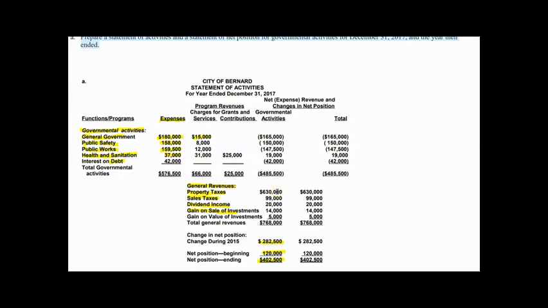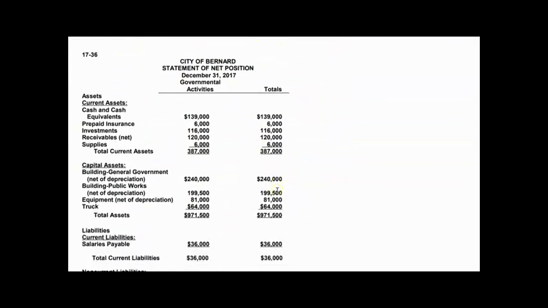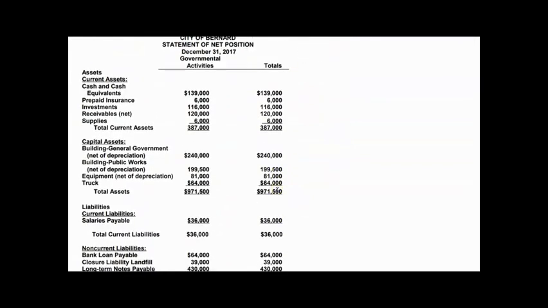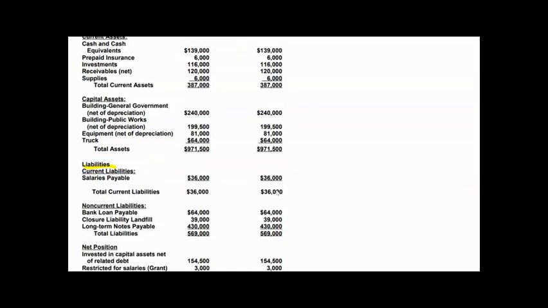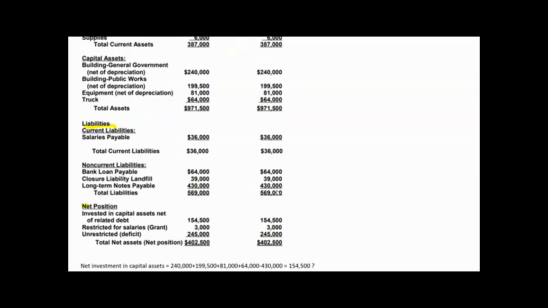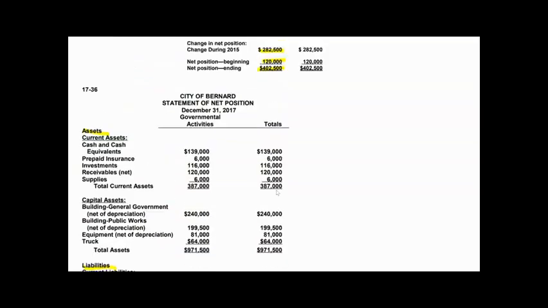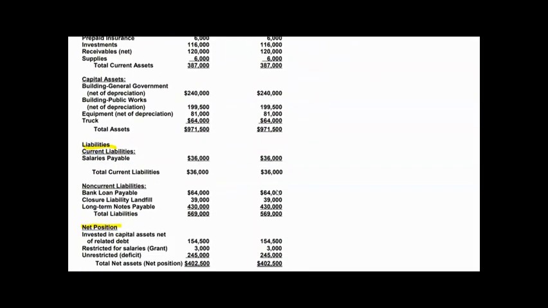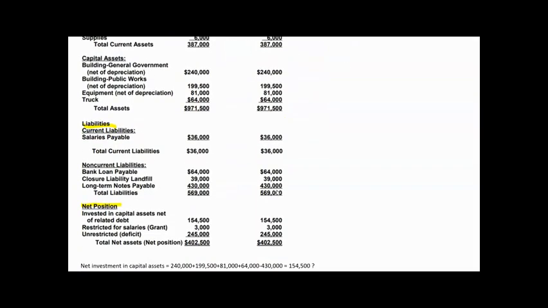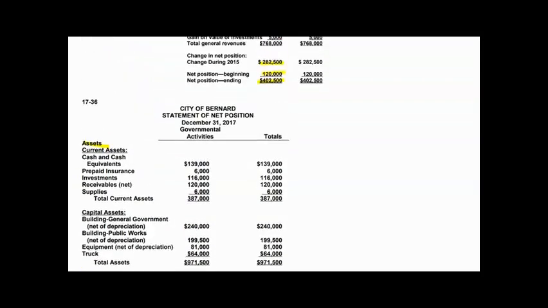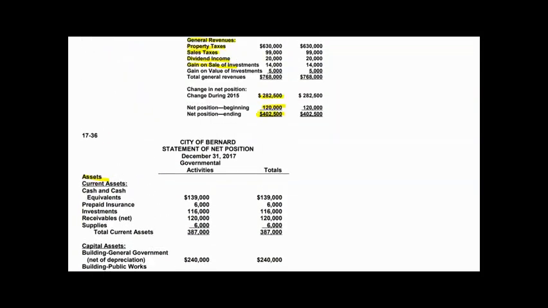Then the second statement is the statement of net position. This statement is like a balance sheet. We have assets, liabilities, and then net position. One thing we can compare is the total net position here with the amount over here in the statement of activities. These two numbers should agree.